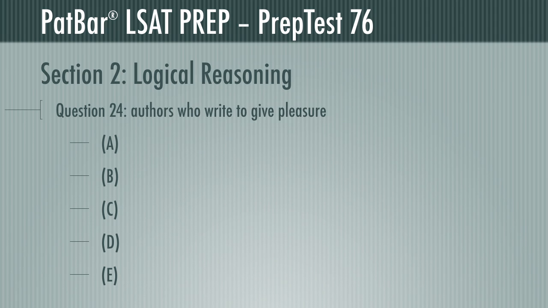Question 24 presents a saying that authors who write to give pleasure to their readers cannot impart to them the truth of the subject matter, then argues that the saying must be false, that since a top-selling book could be taken to mean its readers got pleasure therefrom, the saying must therefore be at least partly not true. One of the answers is an assumption required by that conclusion.